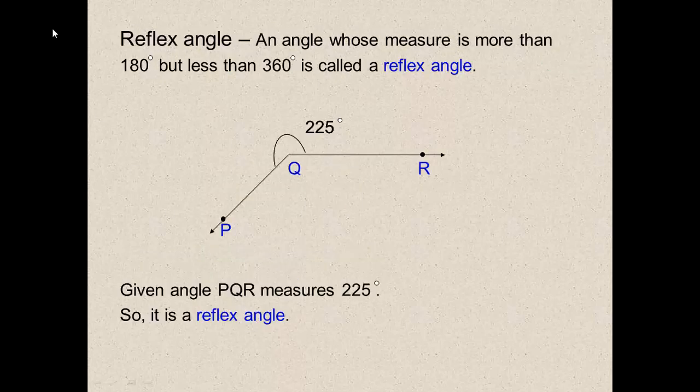Okay, now this is a new angle for you. You studied it before, but you don't know the name of this angle. Reflex angle: an angle whose measure is more than 180 but less than 360 is called a reflex angle. Okay, this angle here, PQR, is more than 180 and less than 360, so it's called a reflex angle.